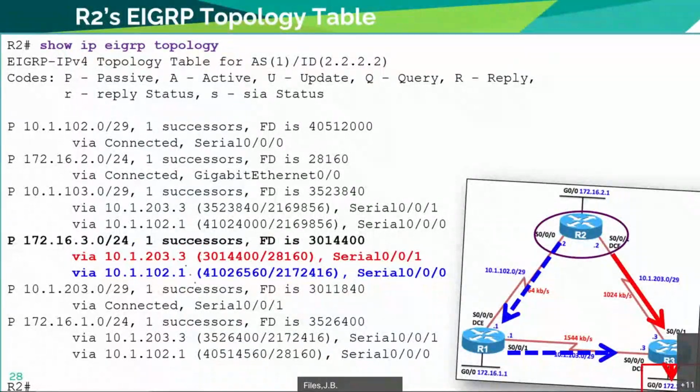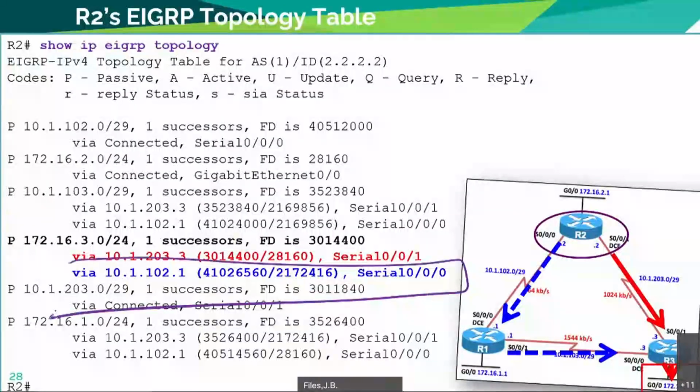Now, first thing we're going to do is we're going to pick the one with the best metric, right? This one has the best metric. Okay, so that's the path that we're using. So the question here is, is this a valid backup? Okay.